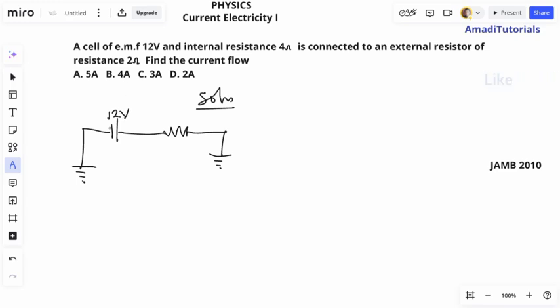EMF means the voltage that you measure from the cell when it's not supplying current to an external load. Whenever you load a cell, the voltage will drop. When the voltage drops, that voltage you measure across the cell when it is connected to a load is called the terminal potential difference. But the voltage you measure when the cell is just on its own is called the EMF. And then the external resistor here has a resistance of 2 ohms.